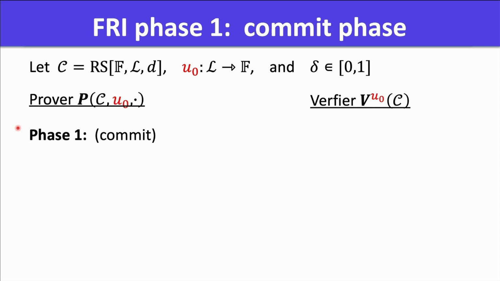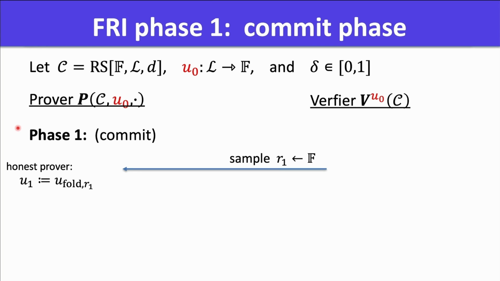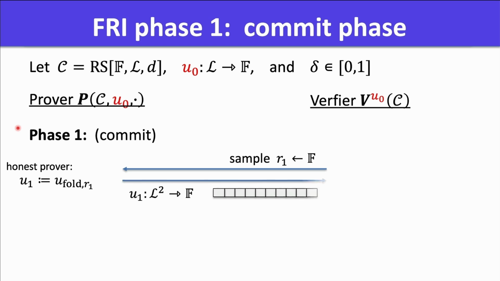And the commit phase works as follows. It's actually as simple as can be. Basically, what happens is the verifier sends a random r1, and the honest prover will compute the fold of u0 relative to r1 and send back this folded function u1 to the verifier. Again, we can represent the folded function by its evaluations on L squared. So really what the prover sends back to the verifier is a string whose length is the size of the domain L squared. Now, a dishonest prover, of course, will also send a function from L squared to F, but of course, for a dishonest prover, this function could be an arbitrarily malicious function.